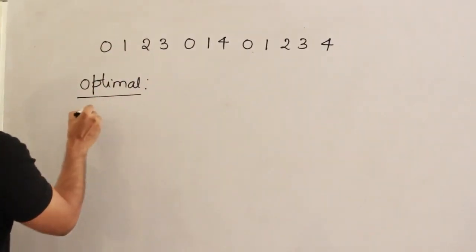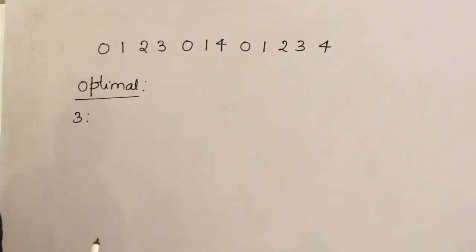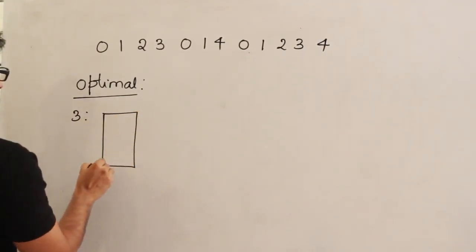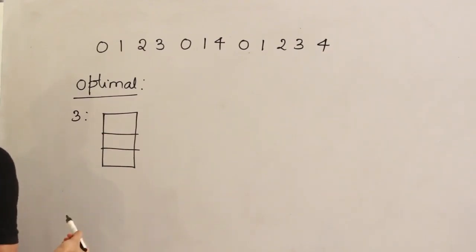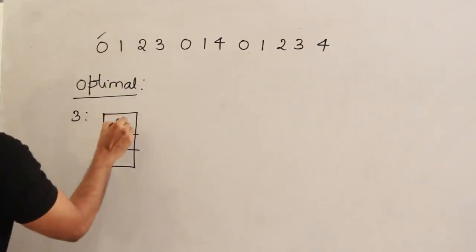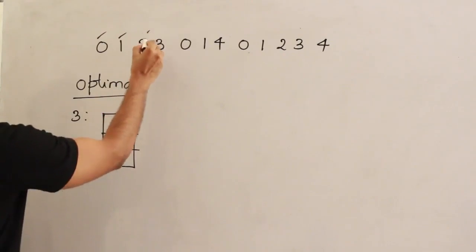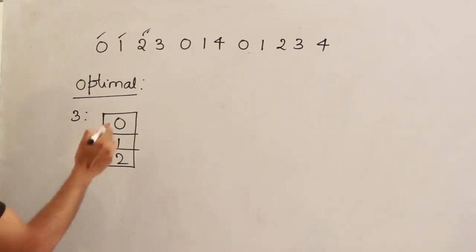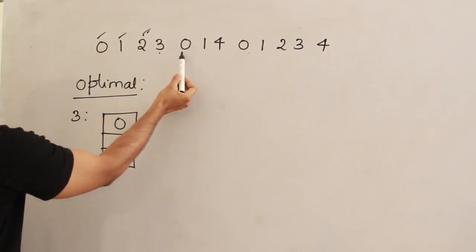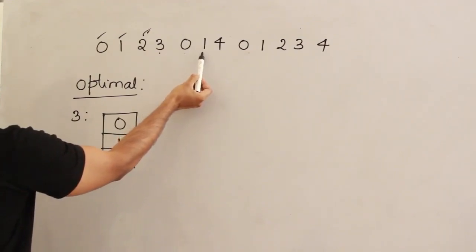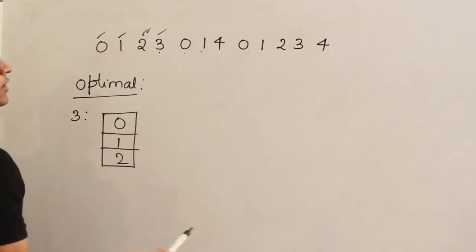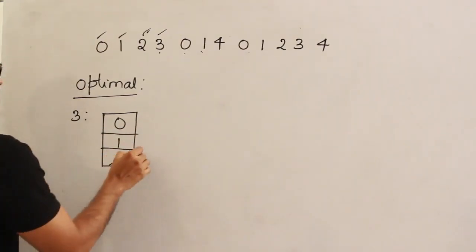So optimal algorithm with 3 frames. Now 0 is required, 1 is required, 2 is required, loaded, and next thing is when 3 is required, which one will be replaced by optimal? So if you look at this optimal algorithm, if 3 is required, see which one is not required for the longest. 0 is required immediately, 1 is required immediately. I am talking about 3, right? 0 is required immediately, 1 is required immediately, but 2 is not required very soon. Therefore, this one will be replaced with 3.